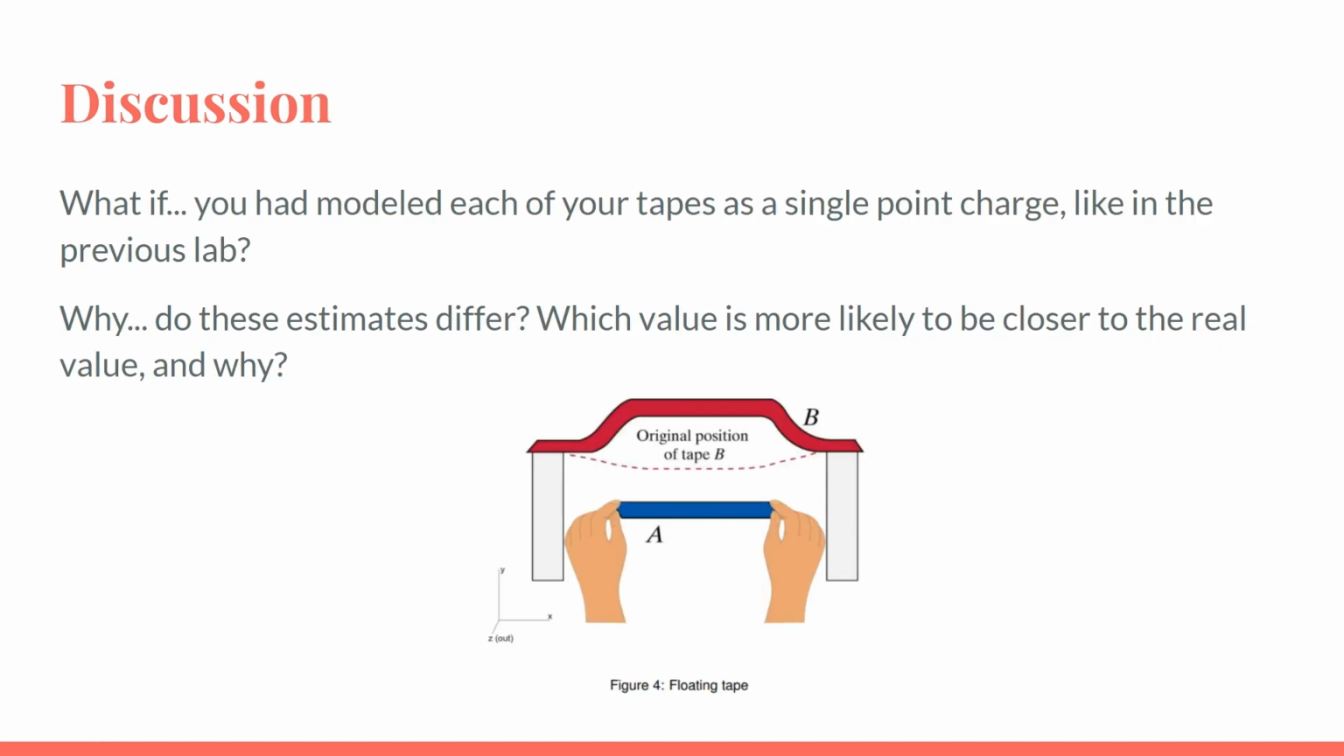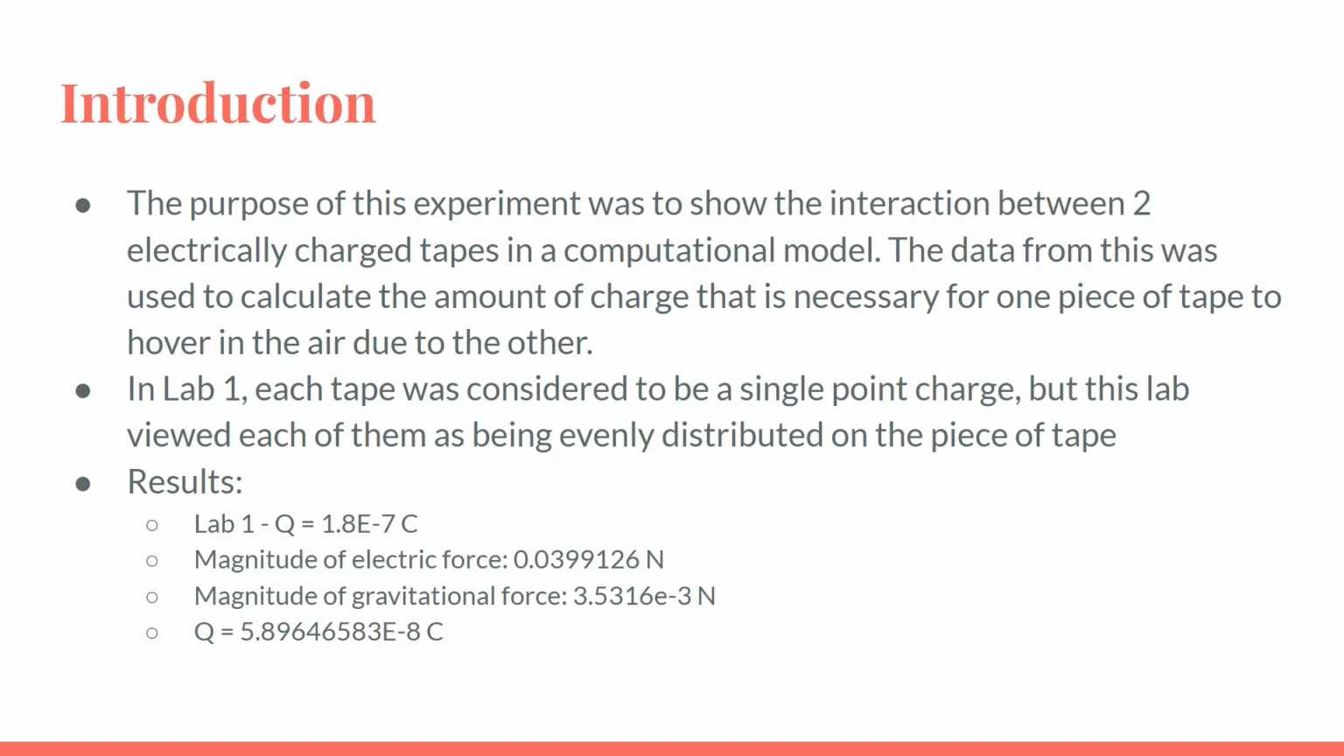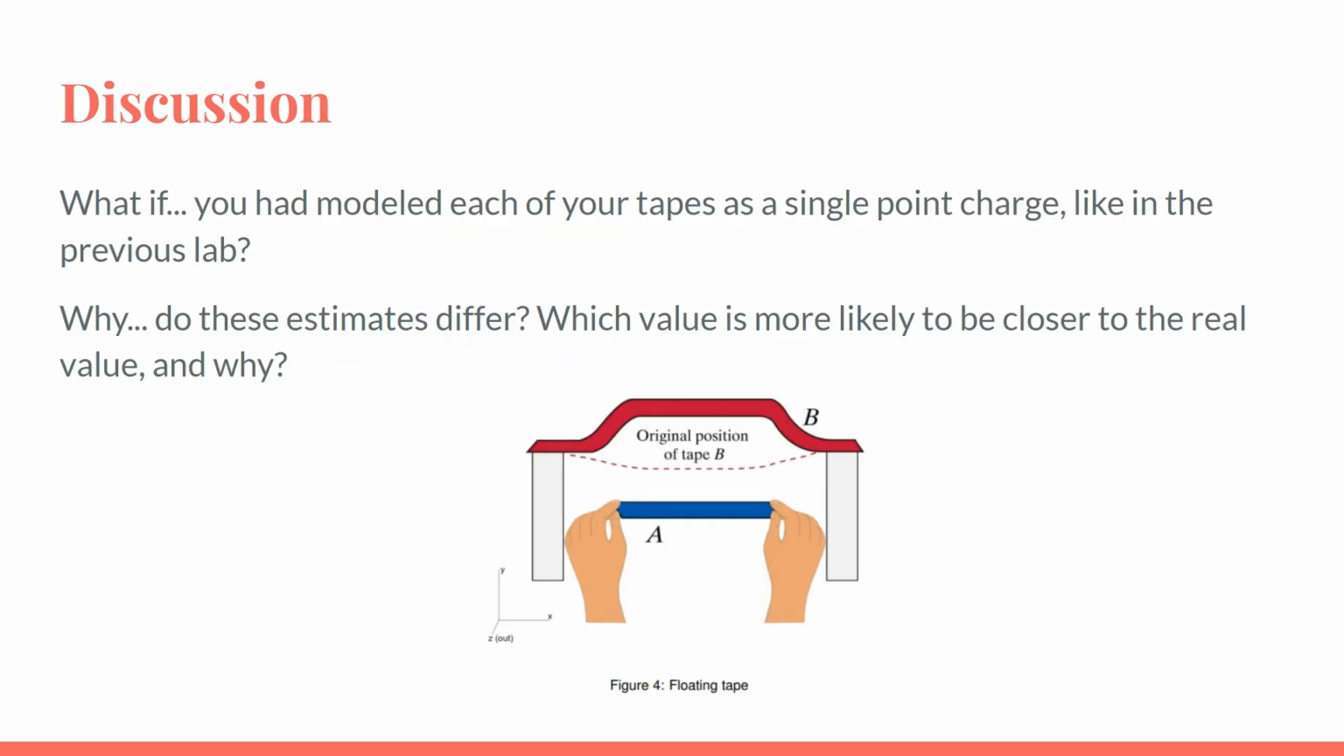So the discussion, our what if question: what if we had modeled each of our tapes as a single point charge, like in the previous lab, and would we have received an equal charge as we did last time? I believe, yes, that charge was actually bigger. And why do these estimates differ so much? There's over a factor of 10 difference.